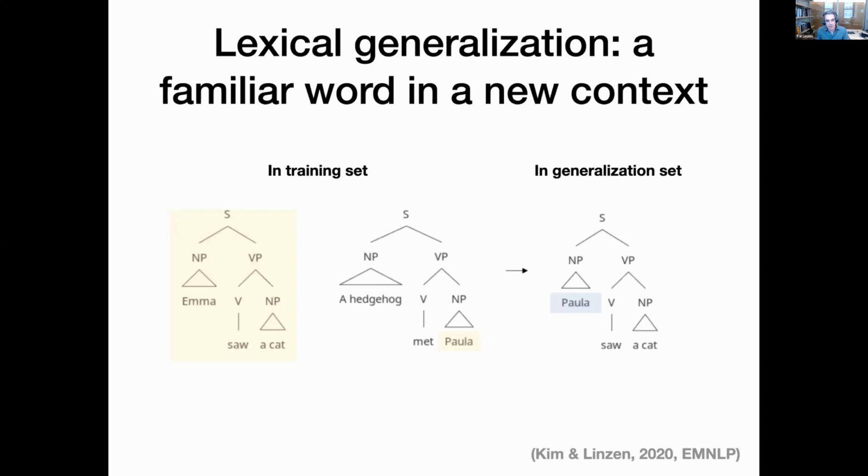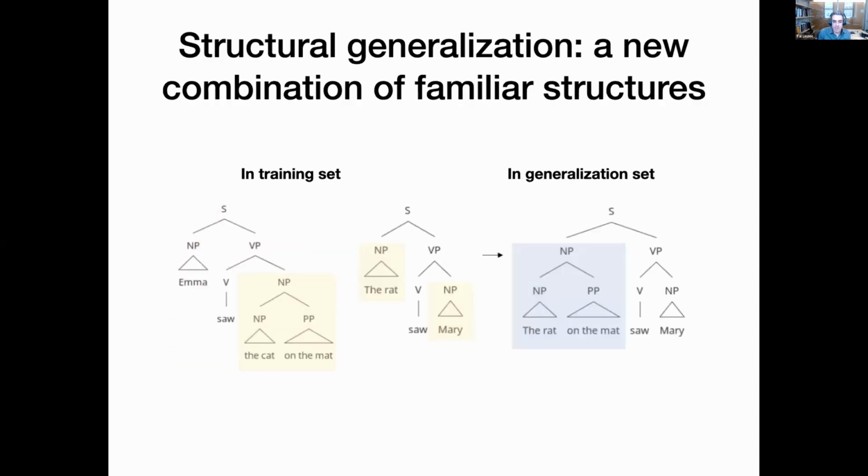But you know that names can be subject of verbs. You just haven't seen Paula specifically as a subject of a verb. A structural generalization test is where you have to take two tree snippets that you've seen in training and combine them into a new tree. So in this case, you know from your training set that noun phrases with a prepositional phrase modifier can be objects of verbs, and then in the generalization test, you have to interpret them as the subject of verbs. But you've never seen a noun phrase modified by a preposition in the training set.